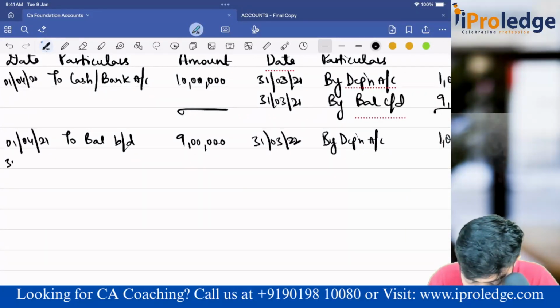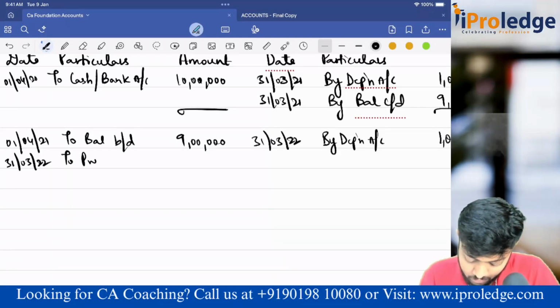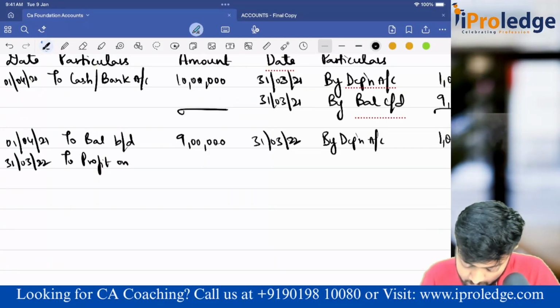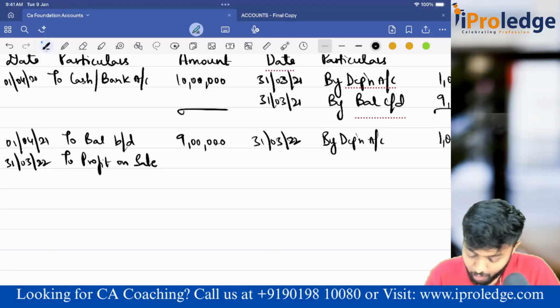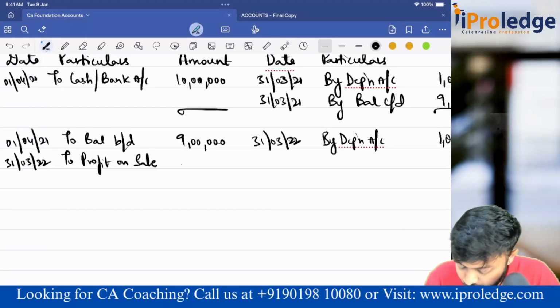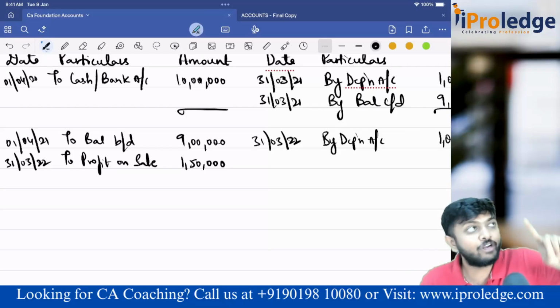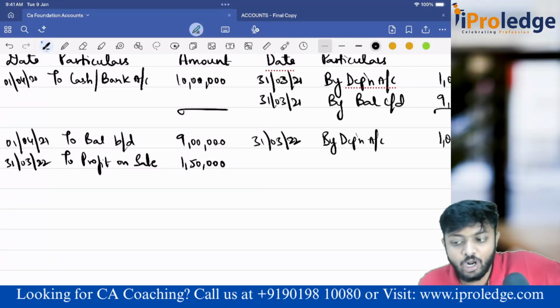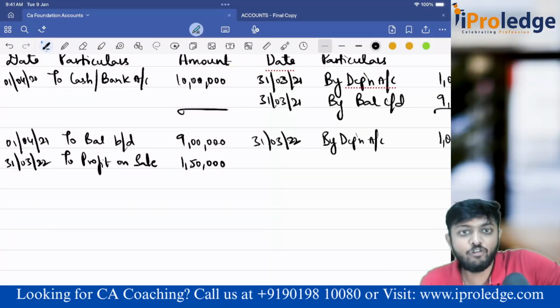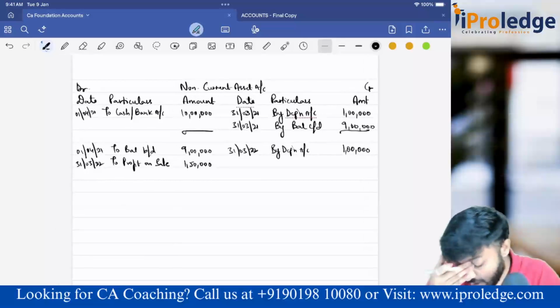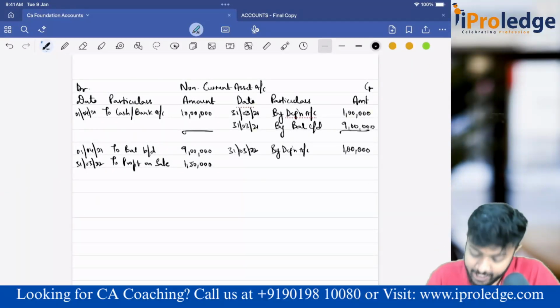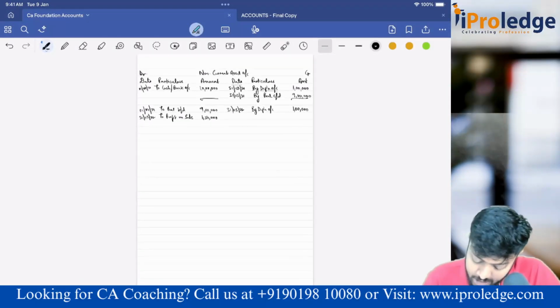So 31/3/22, to profit on sale. So profit comes in debit side. How much? 1,50,000. Step 2 done. Guys, profit comes in debit side of non-current asset account. Loss comes in credit side of non-current asset. Okay. Now done. Profit came. Step 2 done. Next, step 3.